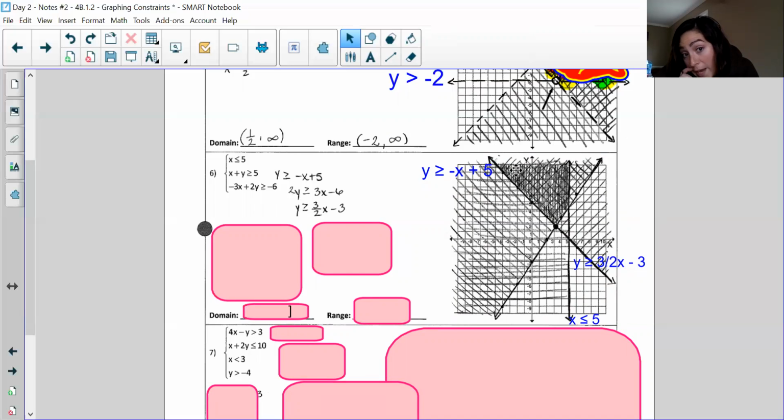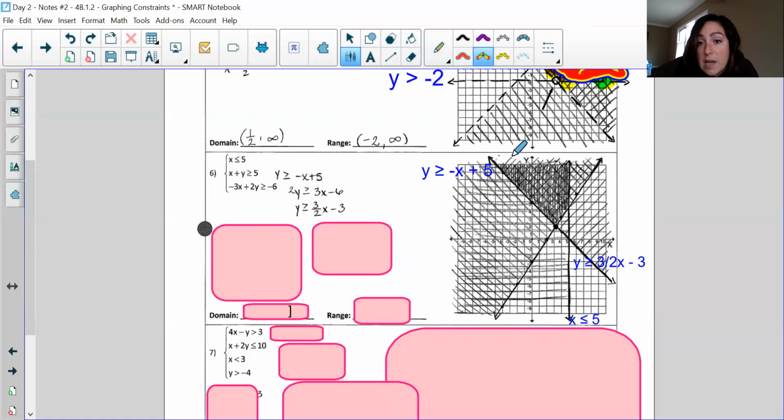And then finally, y is greater than or equal to 3/2 x minus 3, has a y-intercept of -3, slope of 3/2, solid line, everything shaded above. So our solution ends up being the section that is above y is greater than or equal to 3/2 x minus 3, to the left of x is less than or equal to 5, and above y is greater than or equal to negative x plus 5. So this section right here.